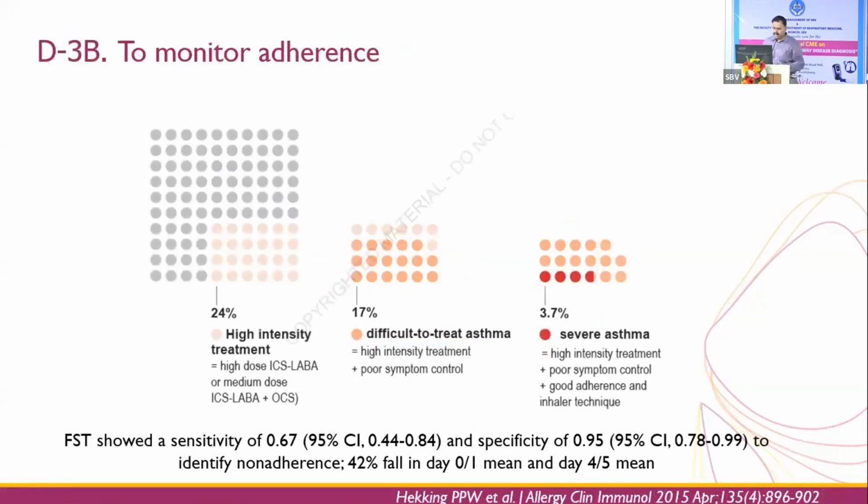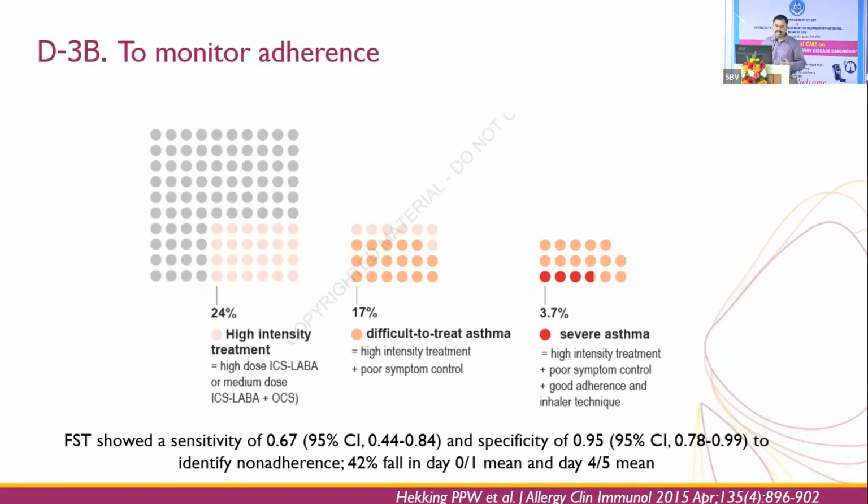And in the context of that, when I spoke about the fourth chart, monitoring adherence also is something that FeNO can help you with. We know that 17% of asthmatics can be labeled difficult to treat asthma, but actually only less than 4% will have severe asthma. And the gap between these two is adherence, the inhaler technique, and the correct dose of therapy. So these are the three things in which FeNO can help.